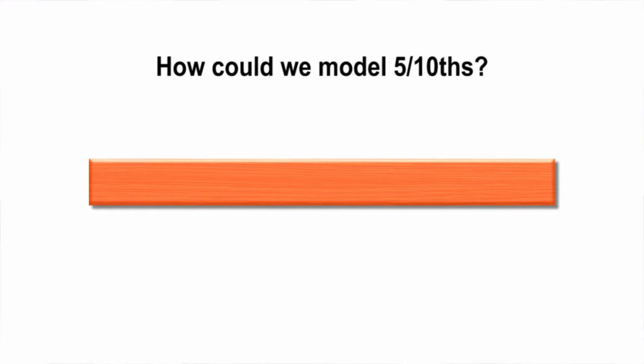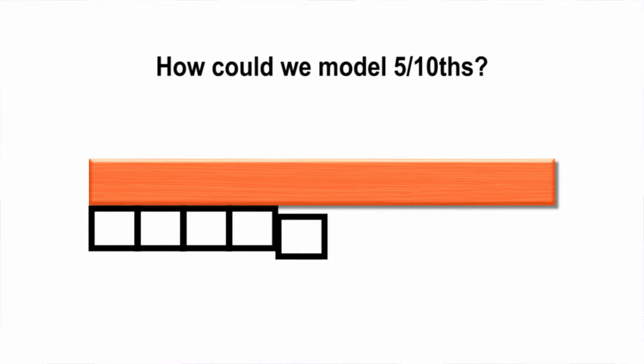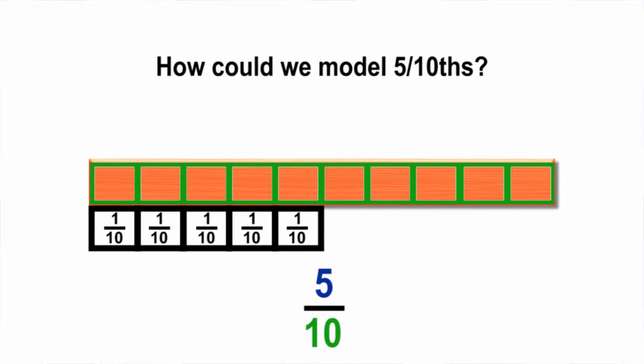How could we model 5/10? We line up our 5 1/10 units, 1/10, 2/10, 3/10, 4/10, 5/10, or 5 iterations of 1/10. 5/10 is 5 units being counted of the 10 1/10 cubes it takes to make the whole.